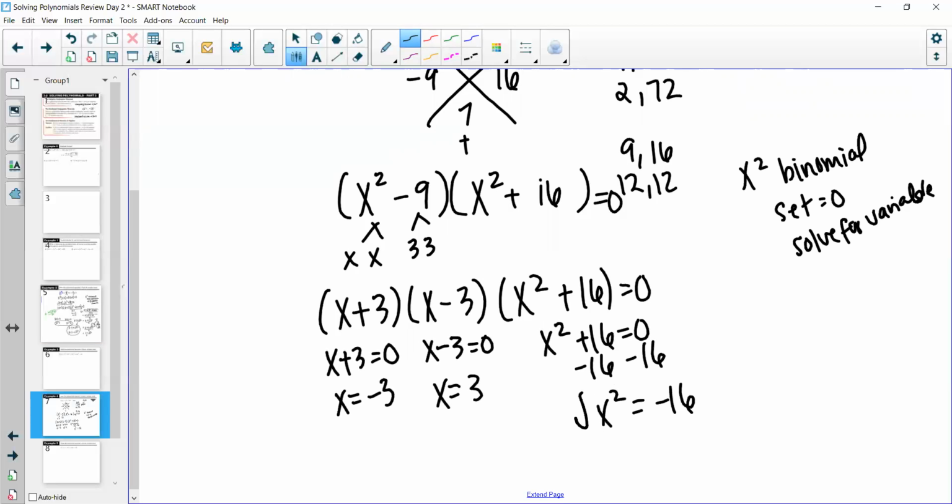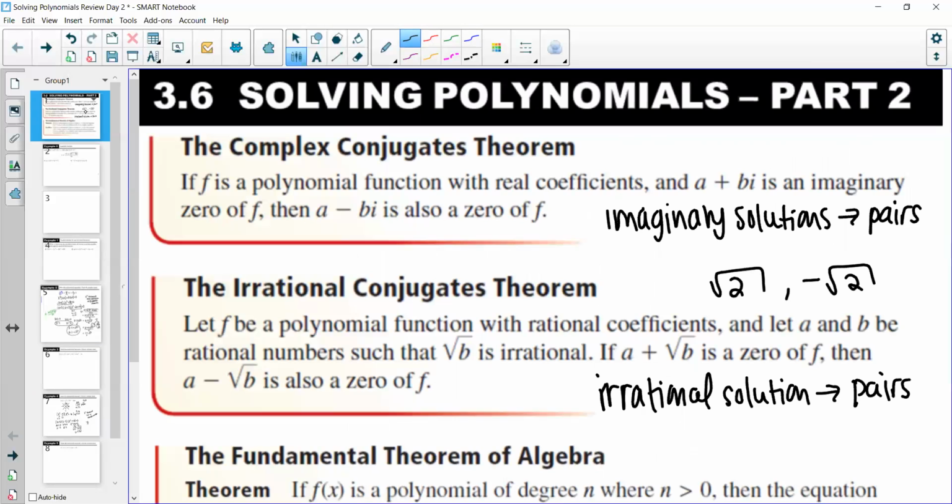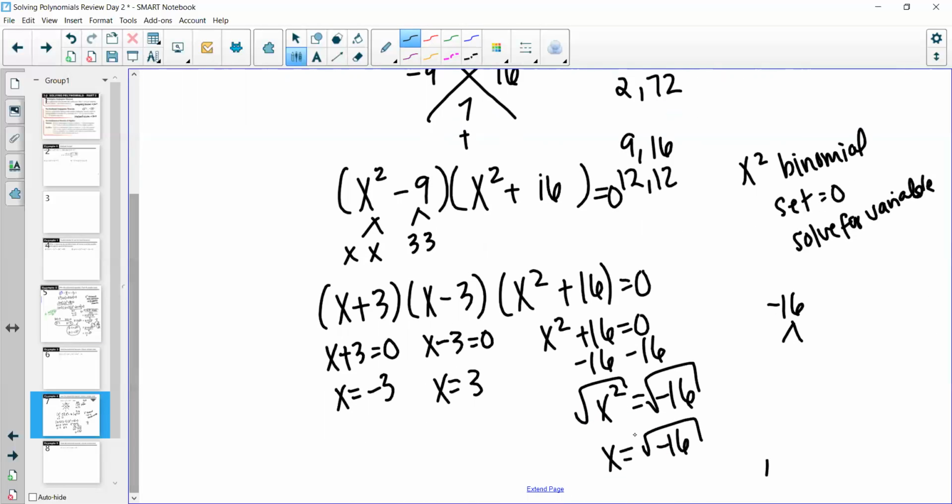To undo this square, I'm going to square root it, and I get x equals the square root of -16. First, let's break down that -16 to see what it square roots into. Now, remember, anytime we have an irrational number or a radical, that means that in our solutions we're going to end up getting the plus or positive and negative version of this number. So keep that in mind. So -16 breaks into 1 and 16. 16 breaks into 4 and 4. 2 and 2, 2 and 2.